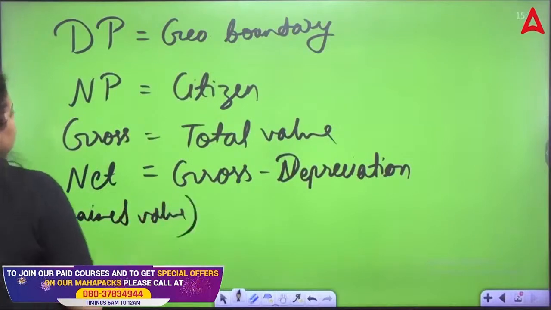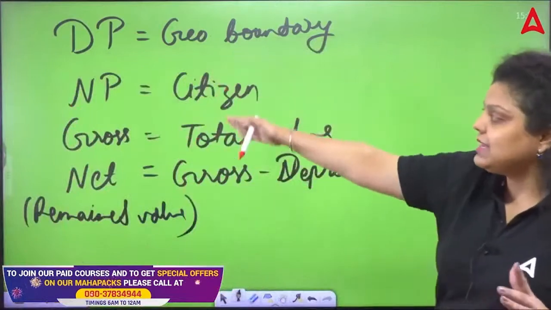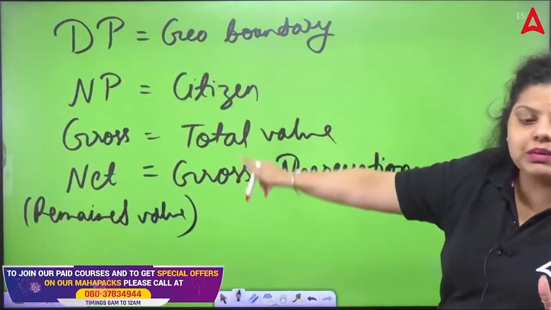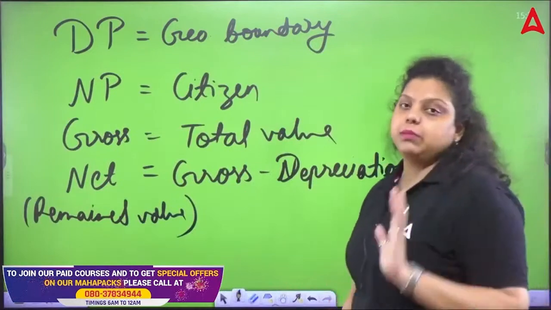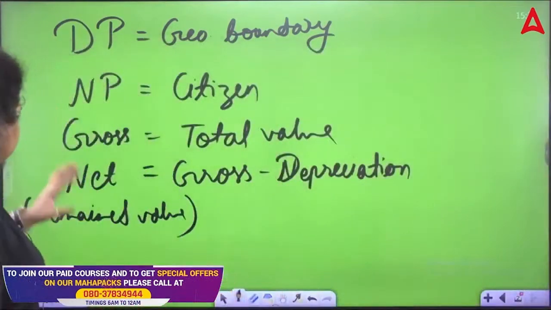Okay, so this is how GDP, GNP, NDP, NNP will be counted, using only these 4 terminologies. If you remember these 4 terminologies, you will easily be able to understand what is GDP, what is GNP, what is NDP, what is NNP. Okay, so this is all.